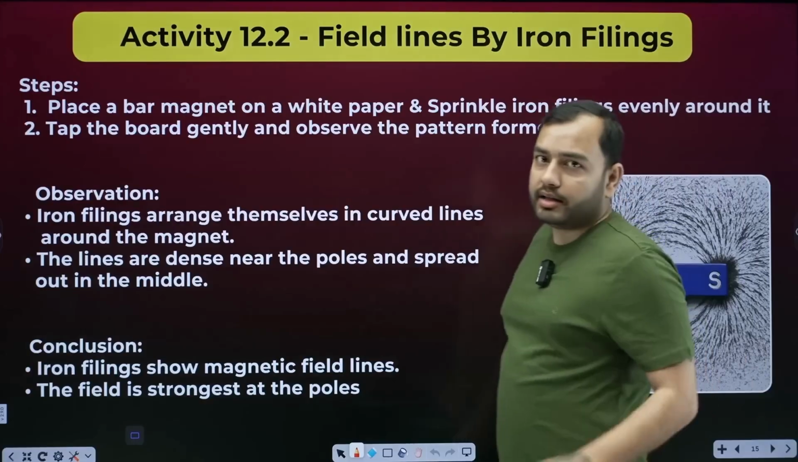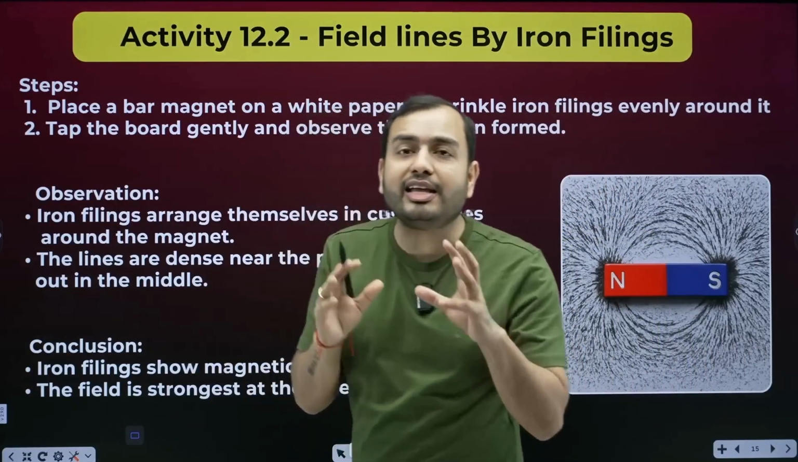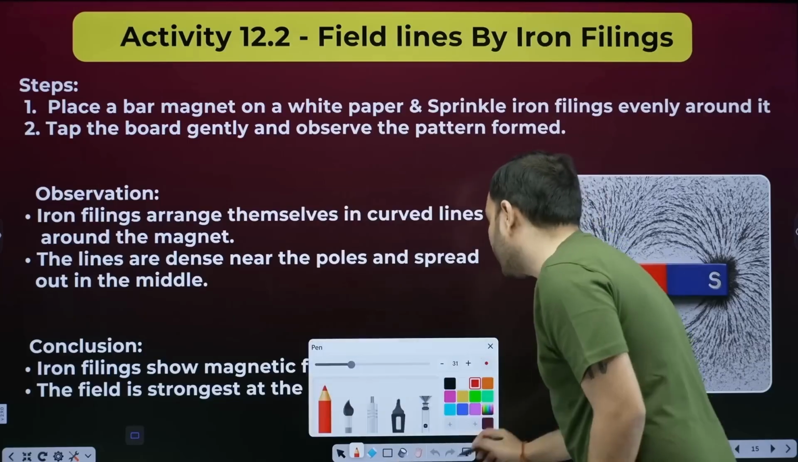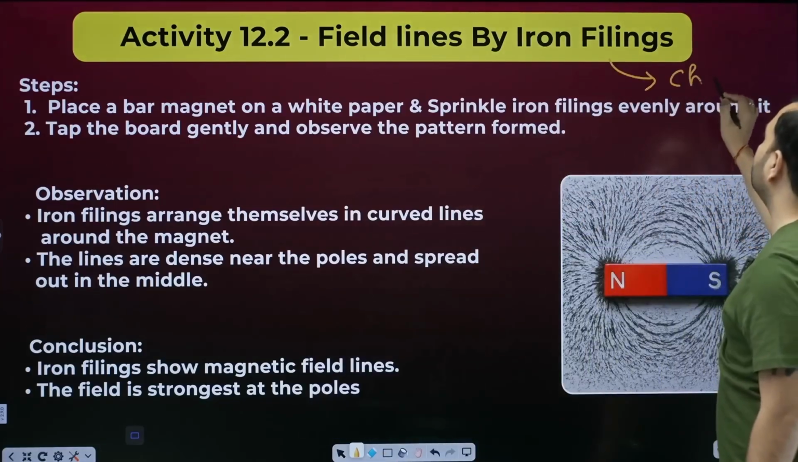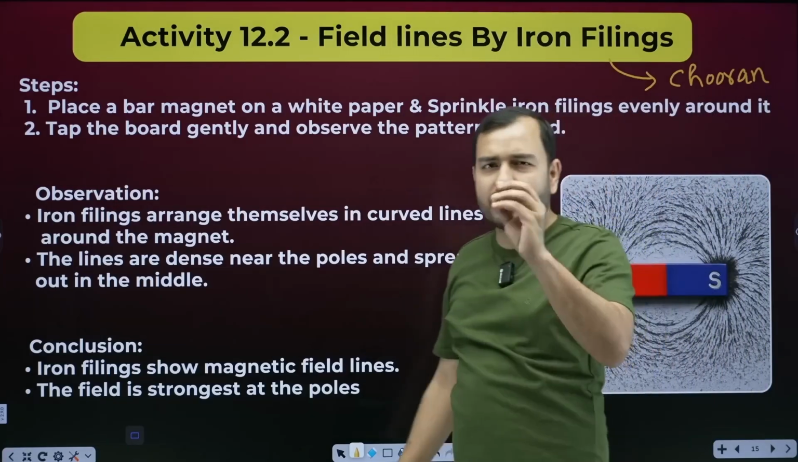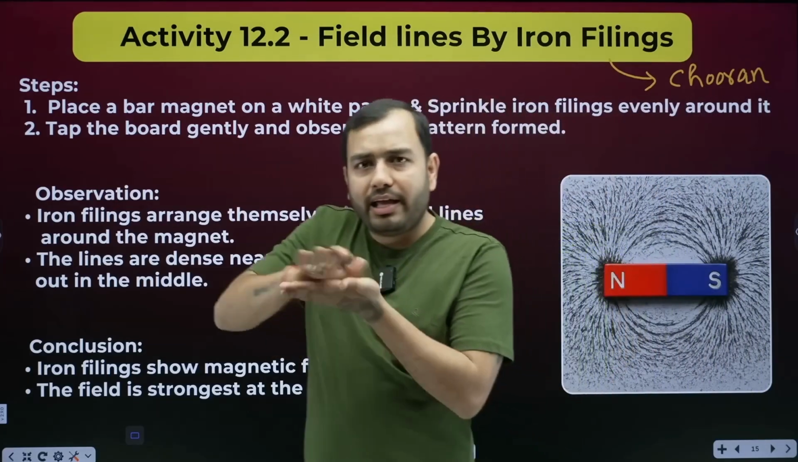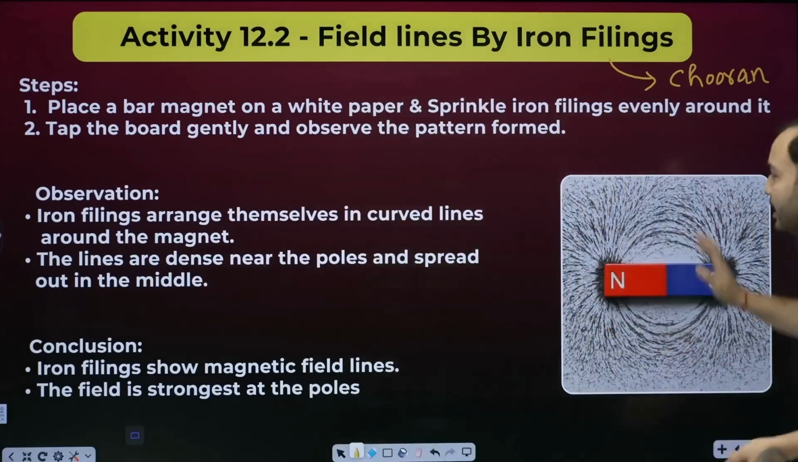Field lines by iron filings. Can we really see the field lines? Yes, we can see. There is the iron filings experiment. Iron filings means iron churan. By grinding, you have made small pieces of iron. There are some impurities of sulfur and carbon too in the iron filings. So you took finely ground iron filings and you put them on white paper.